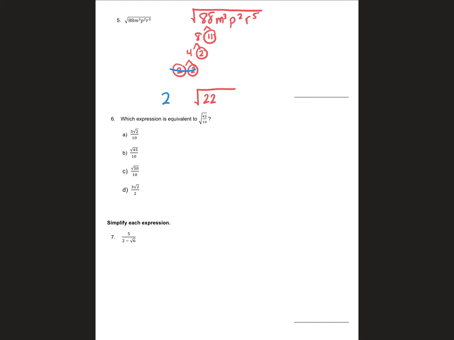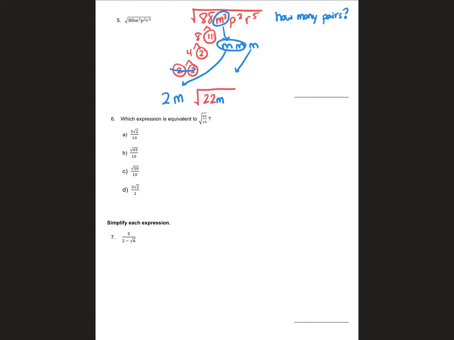Now I have to deal with the variables. Remember, I'm going to ask myself, how many pairs do we have? Think like shoes, a pair of shoes. So if you have 3 things, like 3 shoes, how many pairs do you have? You have 1 pair. So that'd be 1 m with an m left over. Another way to think about this is m cubed breaks down to m times m times m. There's my pair. That went outside. And then the extra, the leftover, went inside.